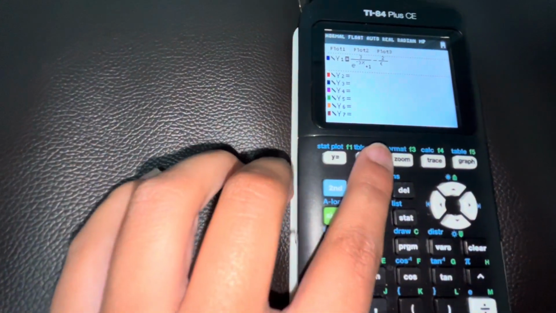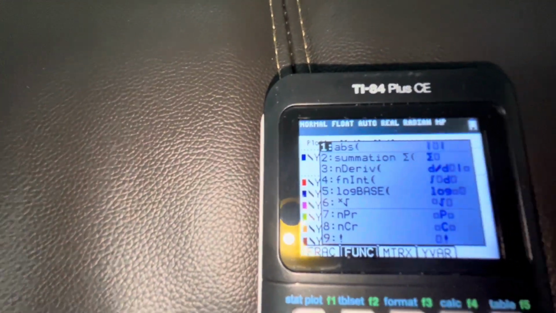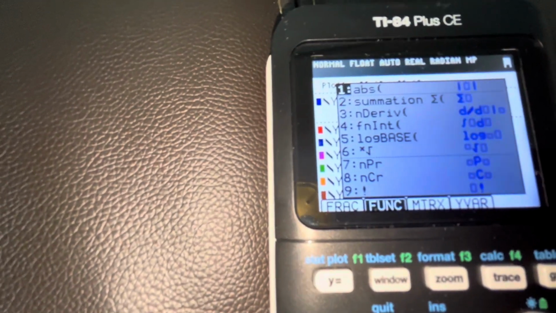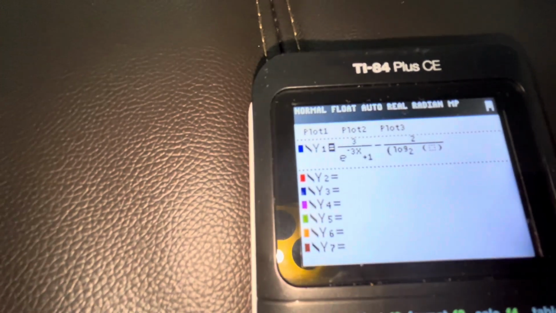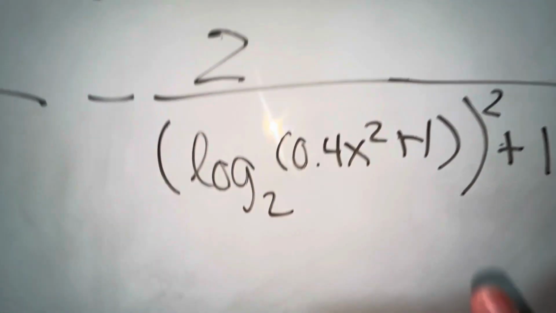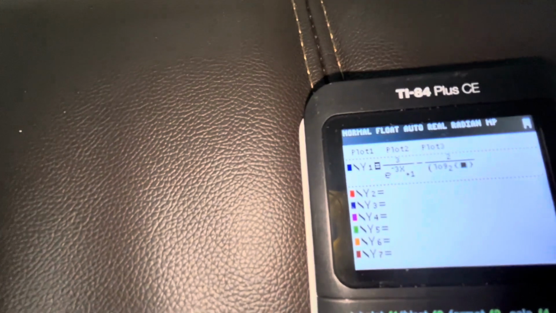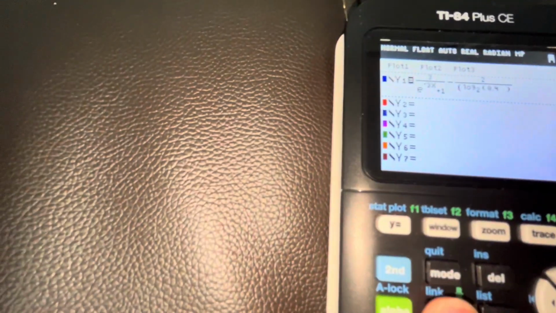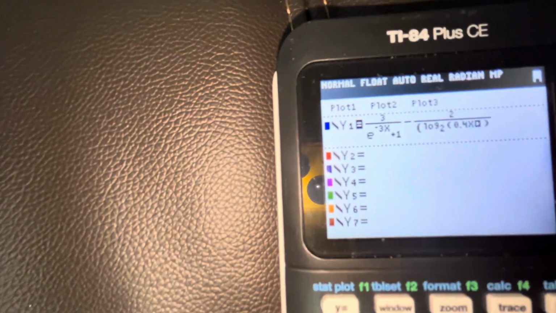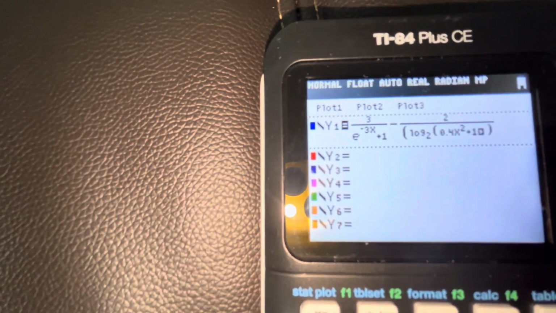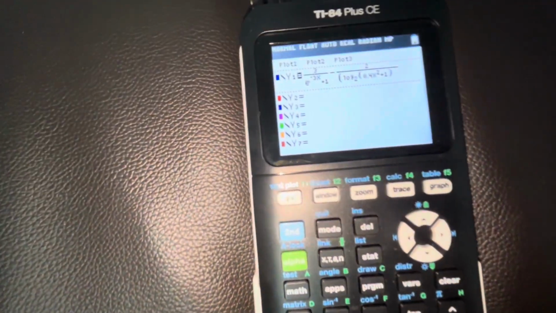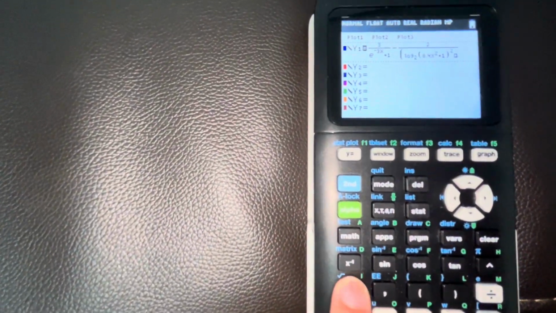And you're going to put in alpha window, 5, because it says 5 by log base. You're doing log base because you have the base of 2. So you're going to put in 2 as your base. And then you're going to put in what's inside these parentheses, which is 0.4 x squared plus 1.